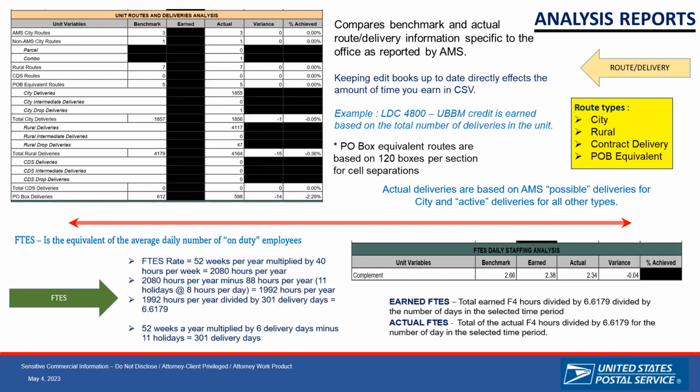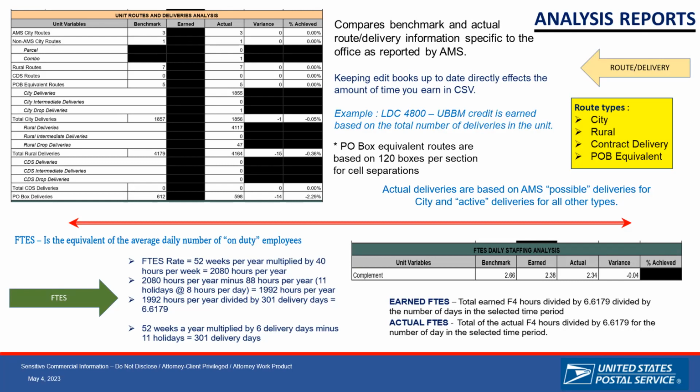Next, we have the route and delivery analysis. Now, this is a very important report because it's fed by AMS. A lot of your LDC 48 items are all fed by the information that comes from AMS that shows in this report. So this is why it's important to make sure that your edit books are all up to date and you're getting credit for all of your deliveries and all of your routes. For example, your LDC 4800 UBM credit is earned based on the total number of deliveries in the unit. So if you have things that are missing out of your edit book, say you have an entire neighborhood that's 200 deliveries that's not currently being credited to your carrier, not only is your carrier not getting paid for it, your office is losing earned time because of it.